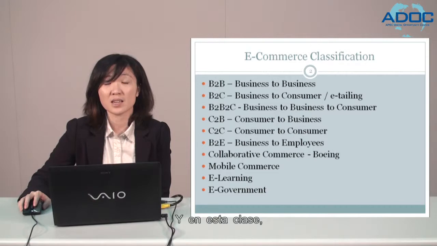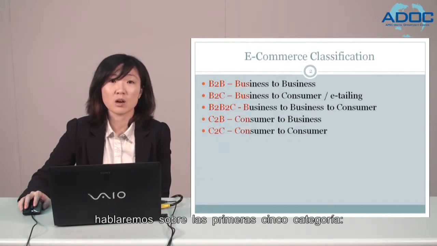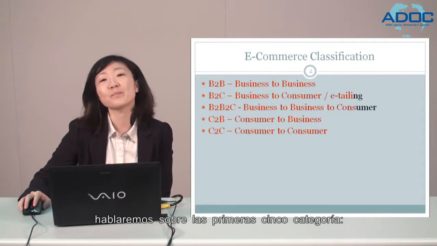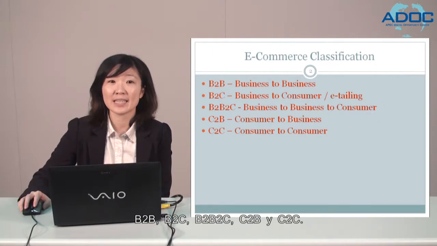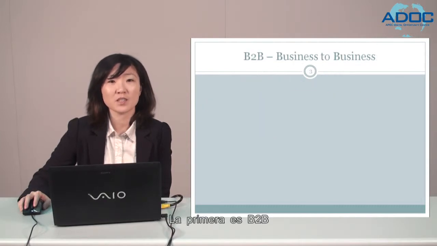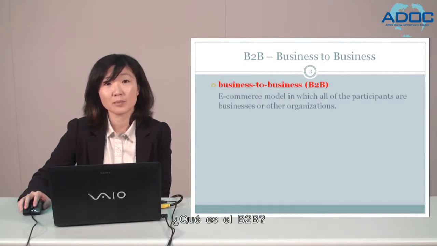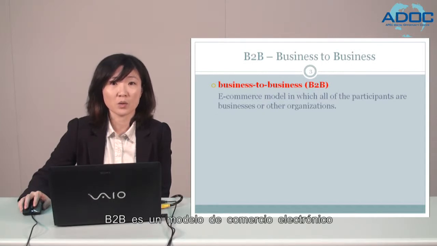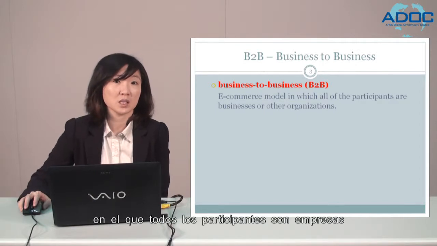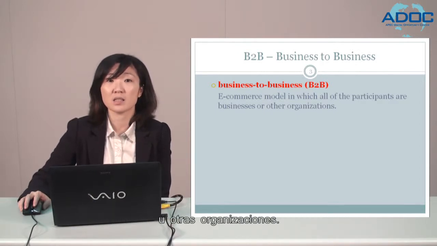And in this class, we will talk about the first 5 of them: B2B, B2C, B2B2C, C2B, and C2C. The first one is B2B, business to business model. What is B2B? B2B is an e-commerce model in which all of the participants are businesses or other organizations.